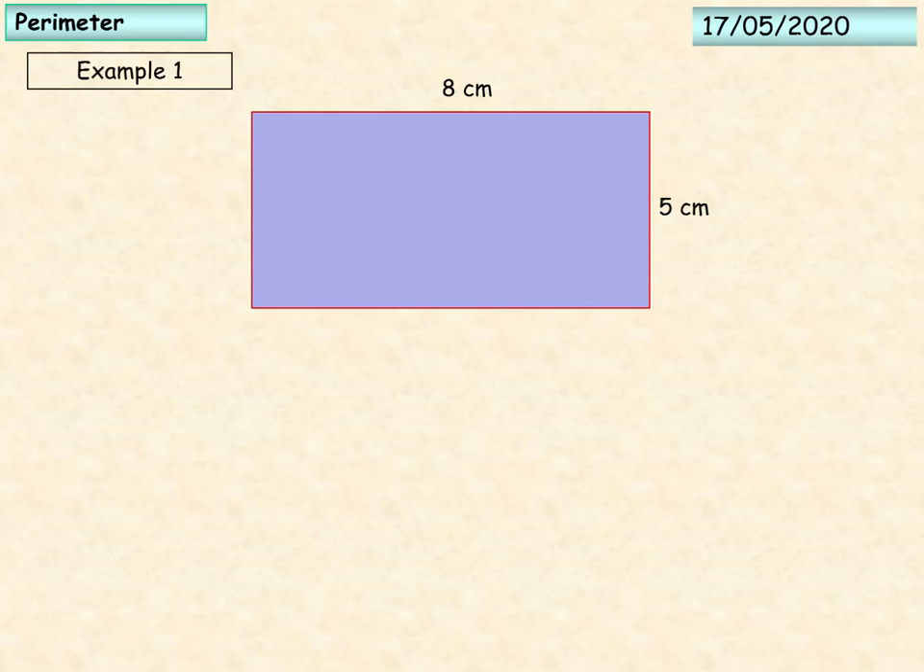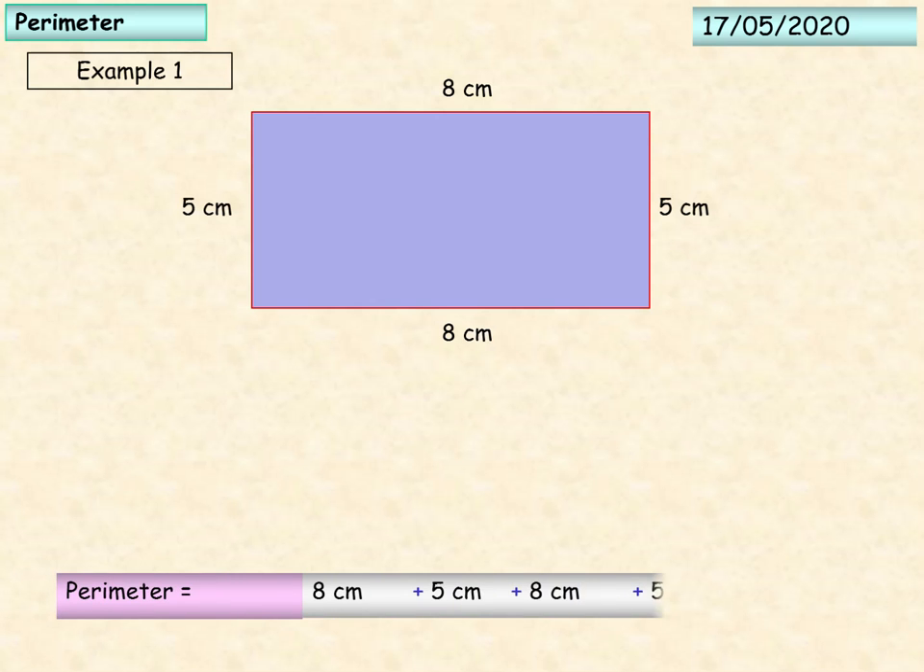Okay, what I want you to do is press pause, find the perimeter of this shape. When you're ready, press play again. So perimeter is going to be 8 plus 5 plus another 8 plus another 5. Gather all those together. What have we got? 26 centimeters. 8 add 8, you could double the size. 8 add 8 is 16, and 5 add 5 is 10. 16 add 10, 26 centimeters.